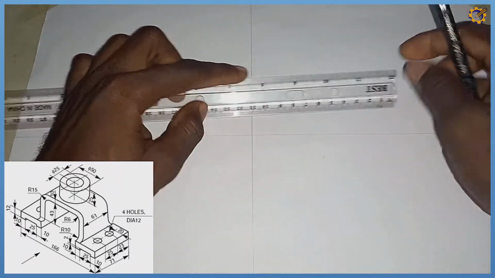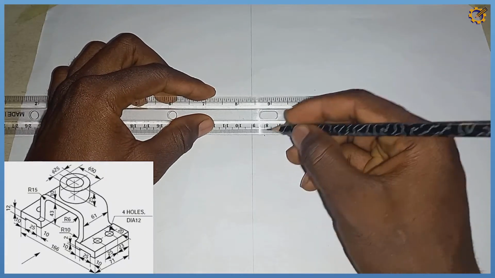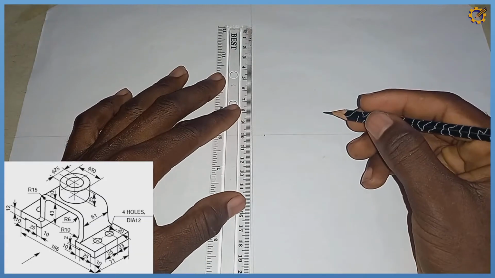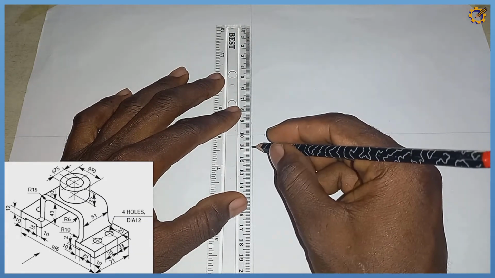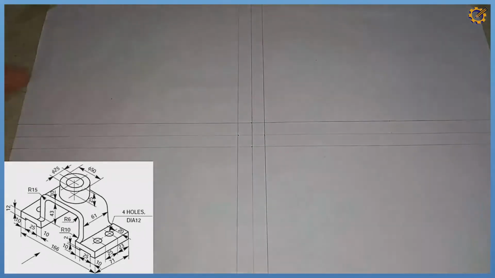From the center right here, I'm going to take a mark of 10 towards the left, 10 towards the right. From that same center, I'm going to take a mark of 10 towards the top and a mark of 10 mm towards the bottom. Then I'm going to draw those lines. These lines must be projected with thin continuous line. All right, so let's kickstart.